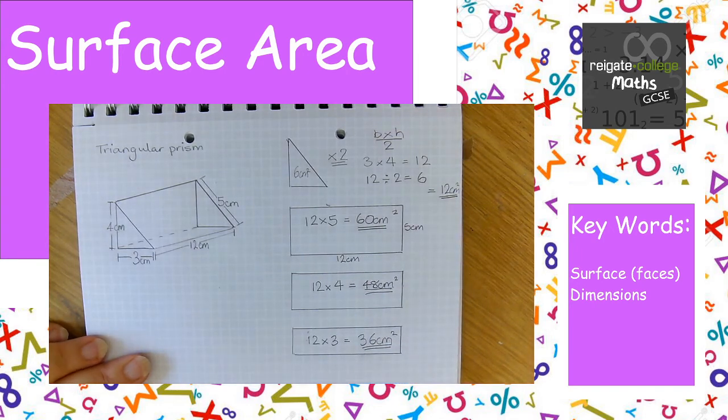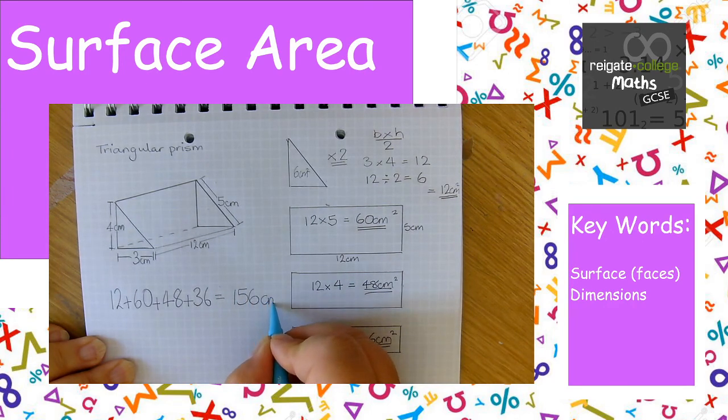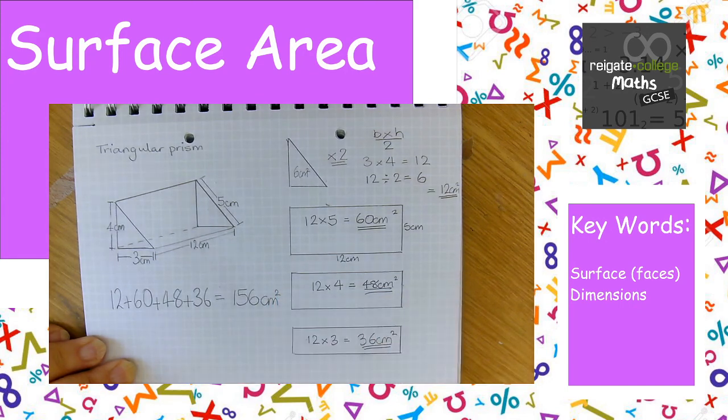That's an addition sum. 12 plus 60 plus 48 plus 36 gives me a total surface area of 156 centimetres squared.